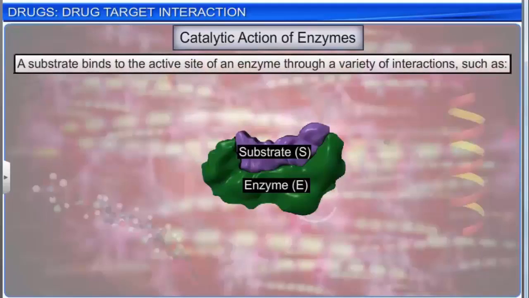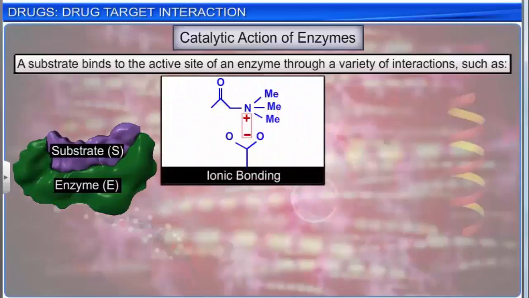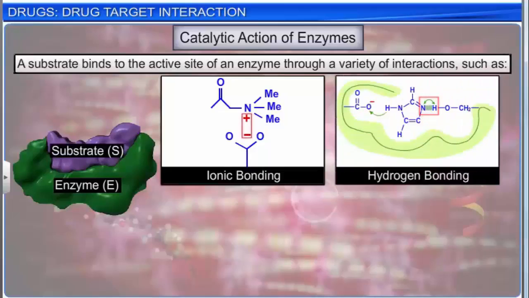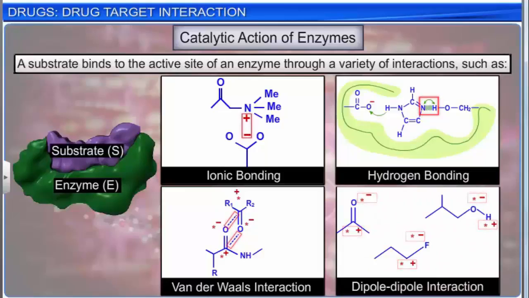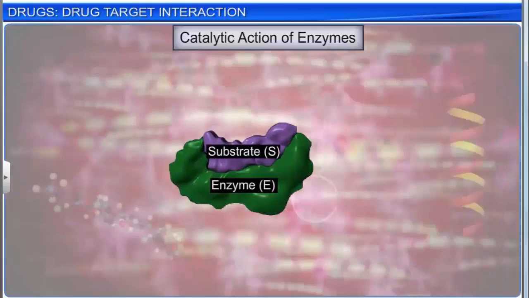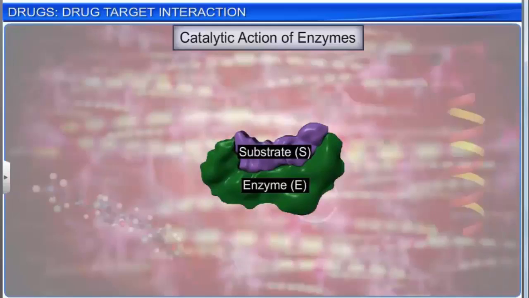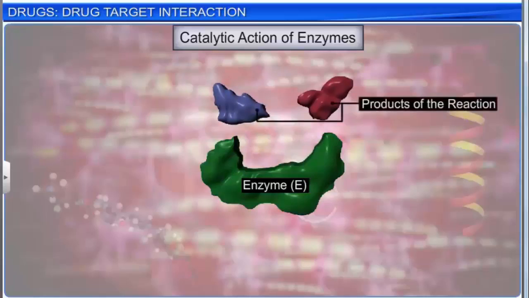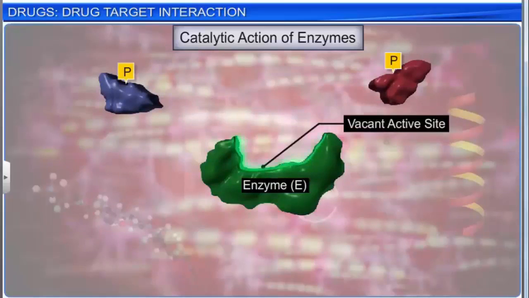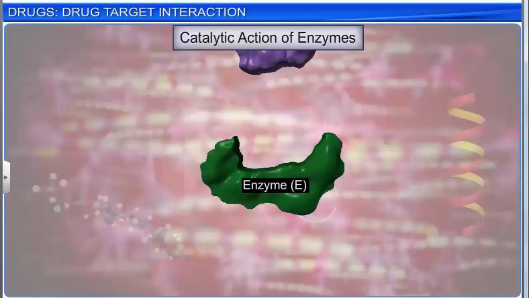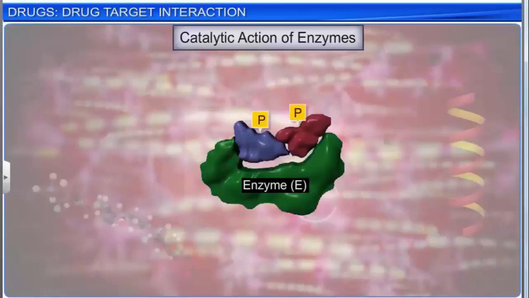A substrate binds to the active site of an enzyme through a variety of interactions, such as ionic bonding, hydrogen bonding, van der Waals interaction, or dipole-dipole interaction. The enzyme then provides functional groups to react with the substrate and form products. As the products separate themselves, the active site gets vacated, ready to accommodate another substrate and continue the reaction.